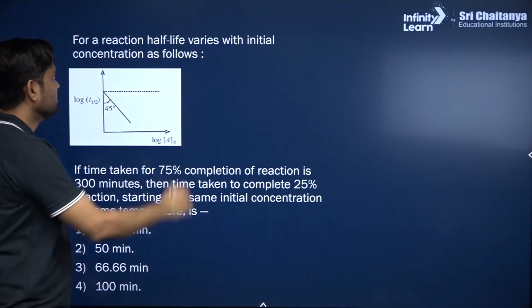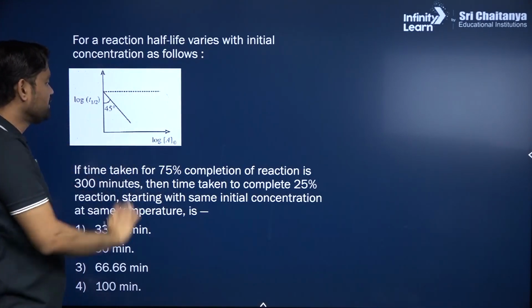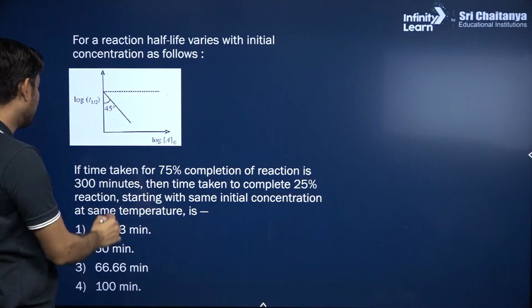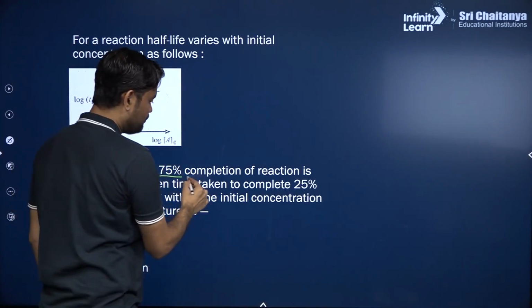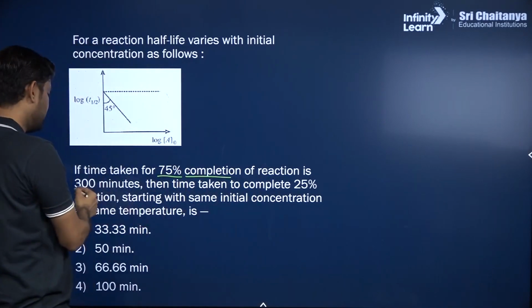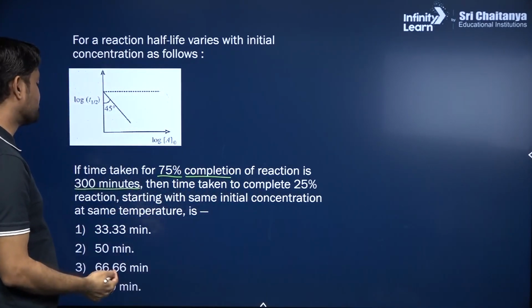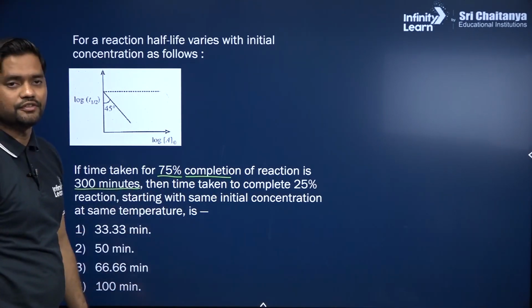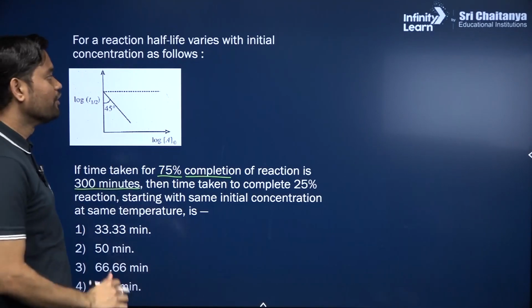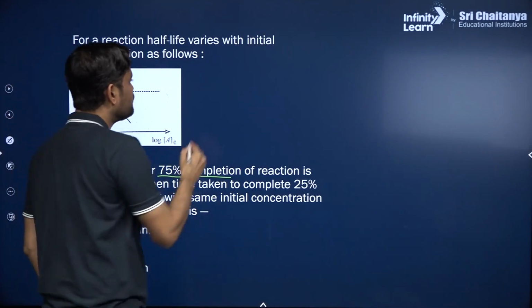For a reaction, half-life varies with initial concentration as follows. So this is an initial concentration. This is a graph given to us. If the time taken for 75% completion of a reaction is 300 minutes, then the time taken to complete 25% of the reaction, starting with the same initial concentration at the same temperature, is. First of all, let us assume it is second order.